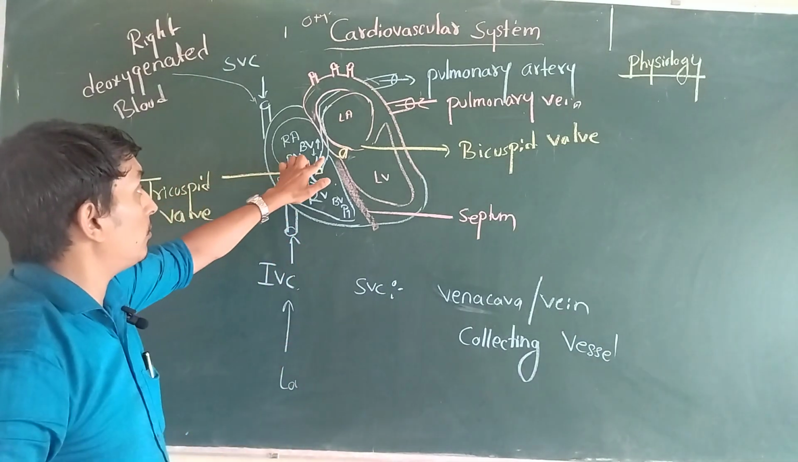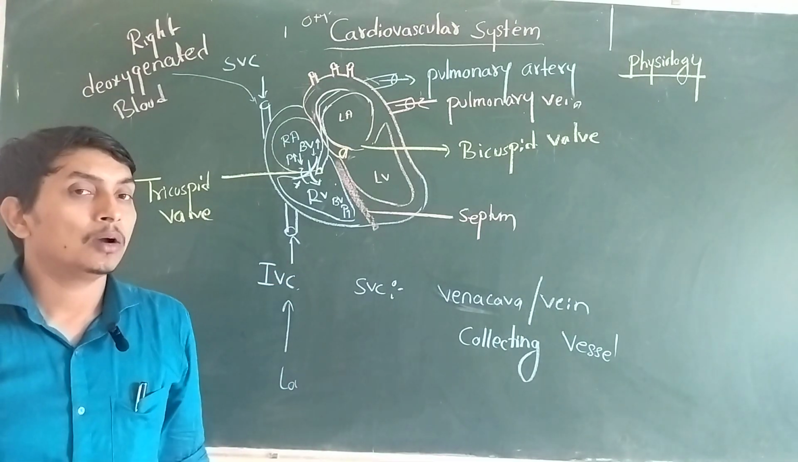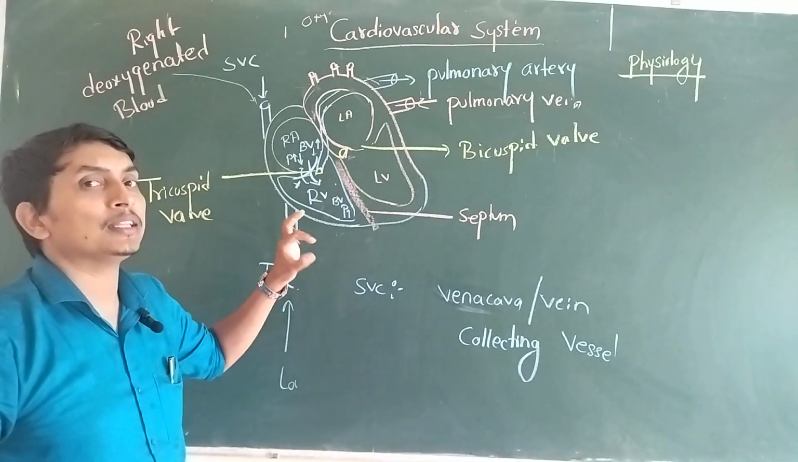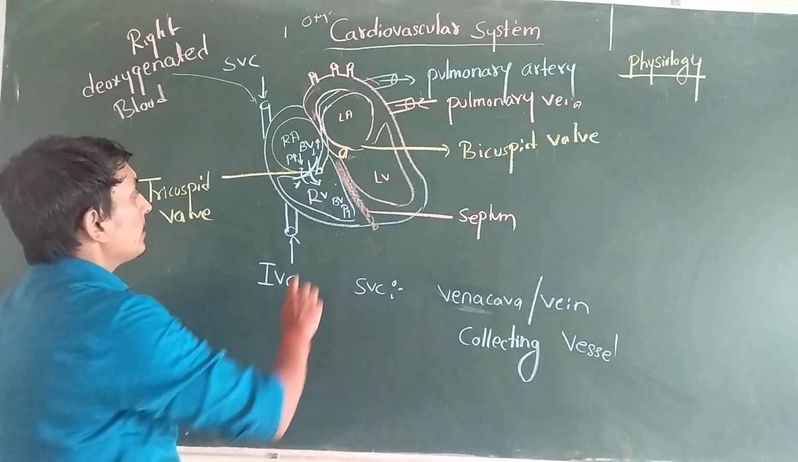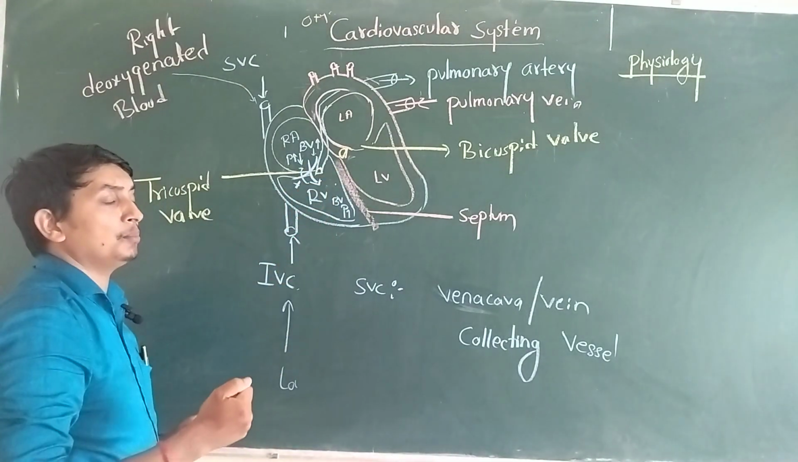For this reason, our valves close to prevent the backflow of blood. Okay, this is the function. So our valves close to prevent the backflow of blood. Now, due to the high pressure, our ventricle is contracting and contracting, pressure becomes high.